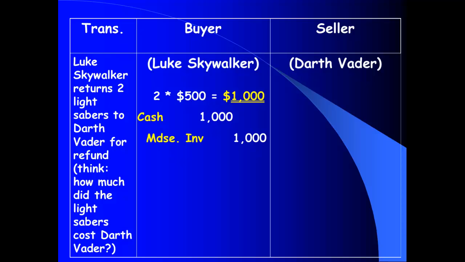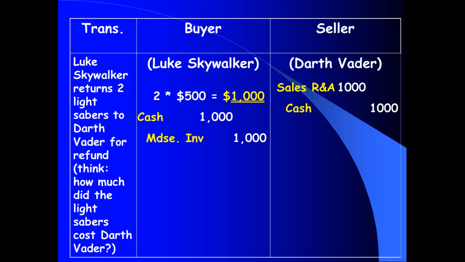Let's be the seller. Customer is bringing these goods back to me. When a customer brings something back to me, I debit what account? Sales R&A. Sales returns and allowances, which is a contra account to sales. Debiting it makes it go up. What do I have less of? Less cash. Cash is an asset, and it goes down with a credit.